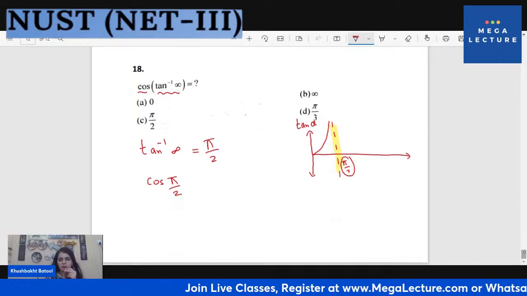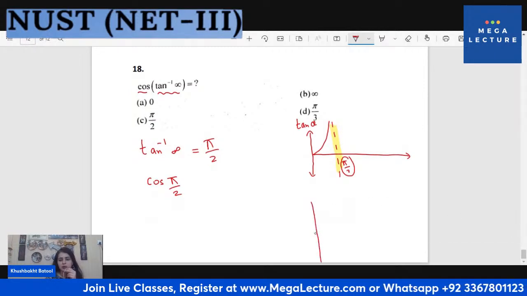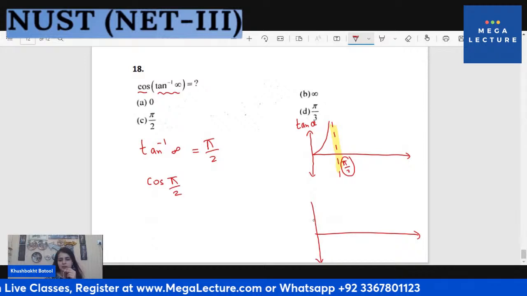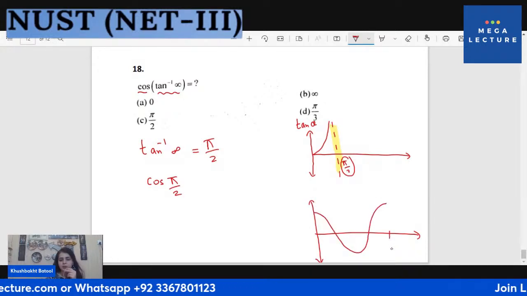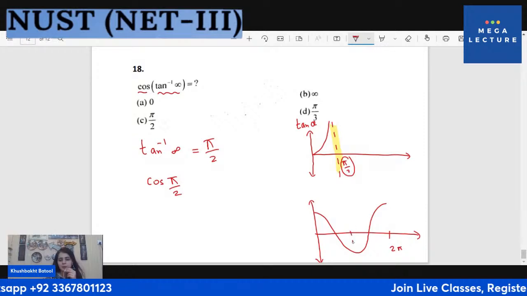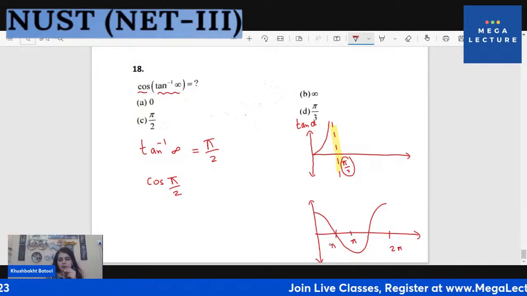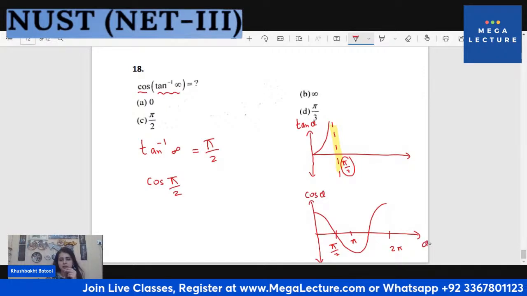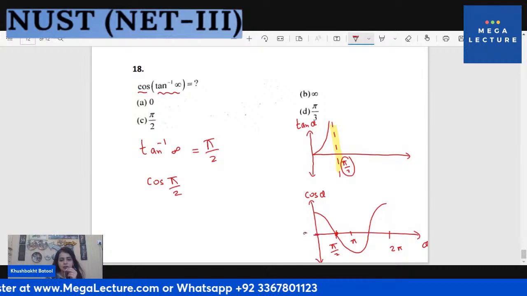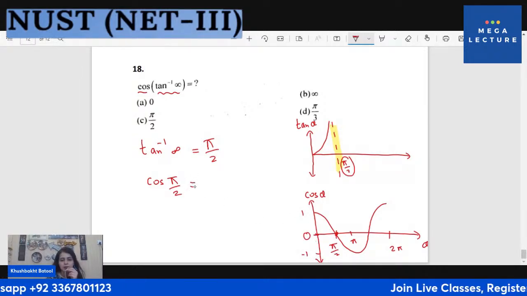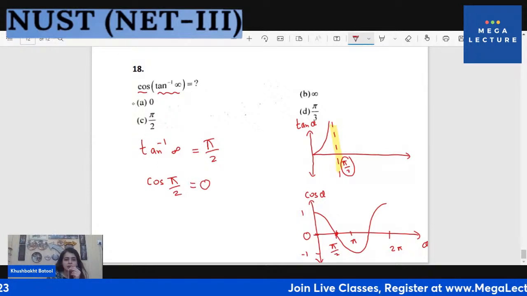So let's make the graph because we need to practice all the content, not just one table which you'll be memorizing. So this is the graph of cos. This is 2 pi, this is pi, and this is pi by 2. This is cos theta, and this is theta in radians. So cos at pi by 2 is this, that is 0, this is 1, and then this value is minus 1, so it would be 0. So the answer for the 18th question is going to be 0.